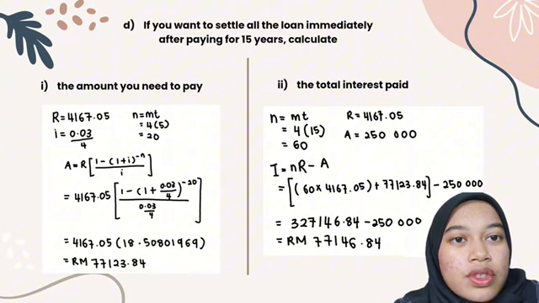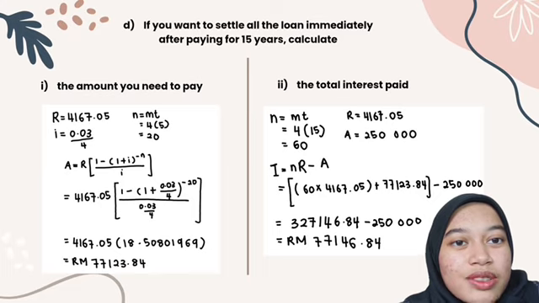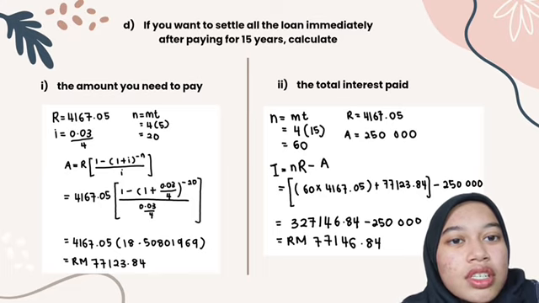D2, the total interest paid for this question, you need to use I equals to nR minus A. For n, you need to do 4 times 15, so the answer is 60. R is 4,167.05 ringgit, A is 250,000 ringgit. Fill the amount given into the formula in the bracket 60 times 4,167.05 ringgit plus 77,123.84 ringgit minus 250,000, and the answer is 77,146.84 ringgit.